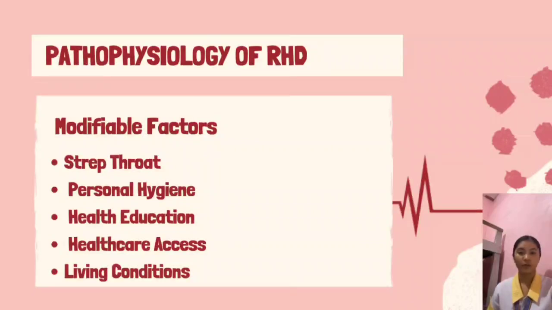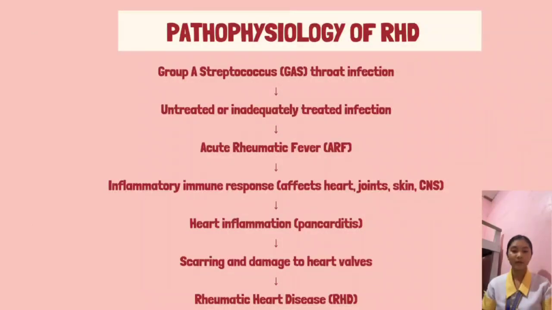Another one is health education. So raising awareness about recognizing and treating strep throat helps prevent complications leading to rheumatic heart disease. Then healthcare access, ensuring access to medical care for timely diagnosis and treatment of GAS infections and acute rheumatic fever is crucial in reducing rheumatic heart disease cases. Then lastly, we have living conditions. So improving housing conditions to reduce overcrowding and enhance sanitation can lower the risk of GAS transmission. Group A streptococcus or GAS throat infection.